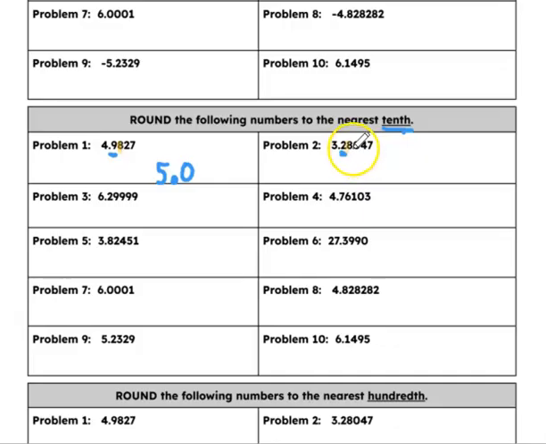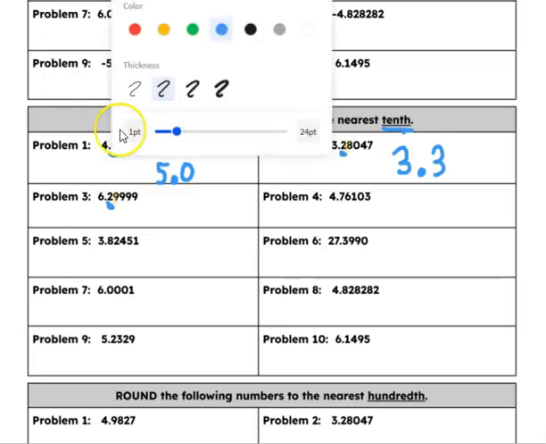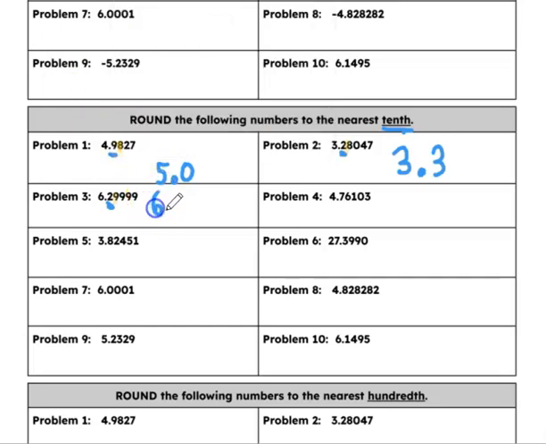This one here, 3.28. The 8 is highlighted, so is this going to stay a 3.2 or a 3.3? 5 and above, give it a shove, it becomes a 3.3. This one here, I'm going to do one more. So the 10th place is the 2, and then we have the 9 right after. 5 and above, give it a shove, this 6.2 should become a 6.3.